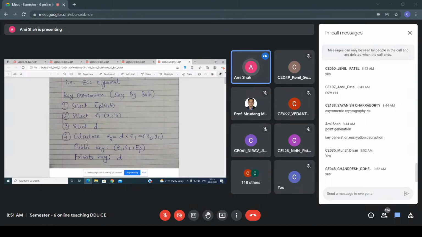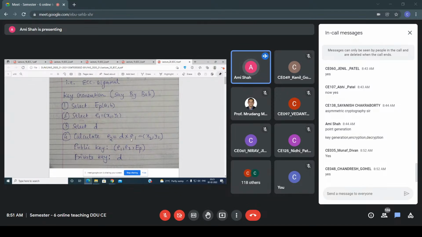Now what is the fourth step of key generation? That is E2, which equals d, some integer value, multiplied with P, a point, right? So finally you are getting another point on the curve. Let's say I am taking d as 2. So I am getting 2 multiplied with some point P.